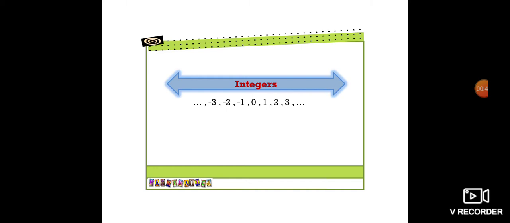Here you can see some numbers. The central number is 0, and starting from the left: minus 3, minus 2, minus 1, and then 1, 2, 3, etc. The central number we know is 0, and on the right side of 0 there are numbers 1, 2, 3, etc. These are called positive integers, positive numbers. And on the left side of 0, you can see another set, and that set is called negative integers, negative numbers.